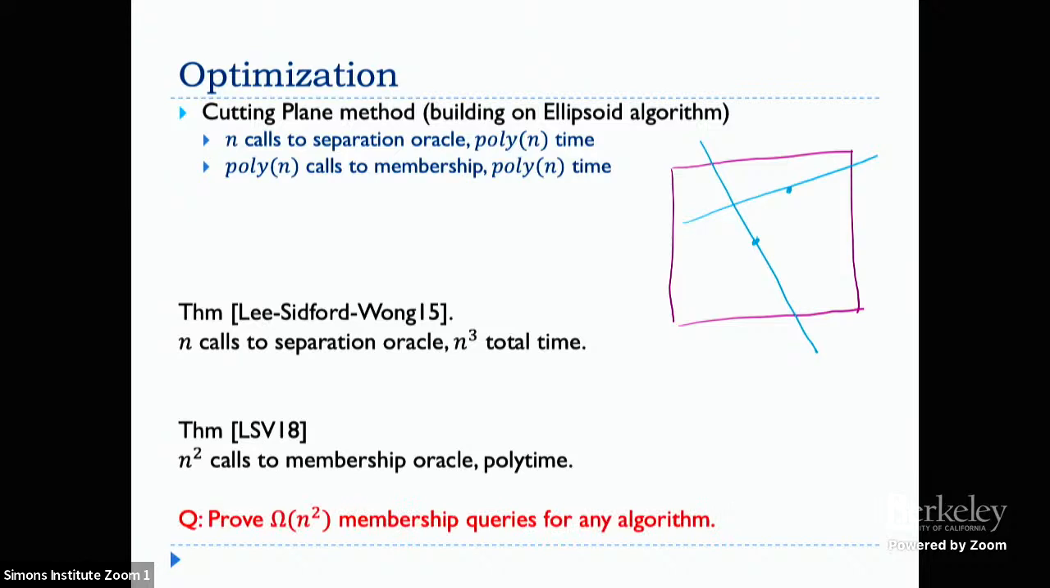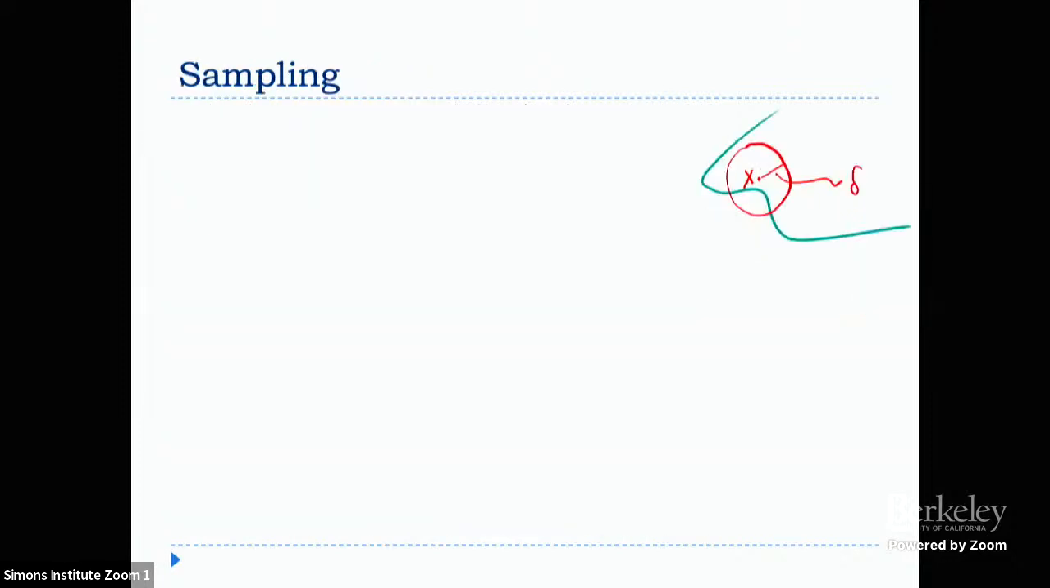So here's open problem number one. Can you do convex optimization with fewer than n squared membership oracle calls? It's an oracle model, right? So there's no issue of Turing machines. Okay, sampling.